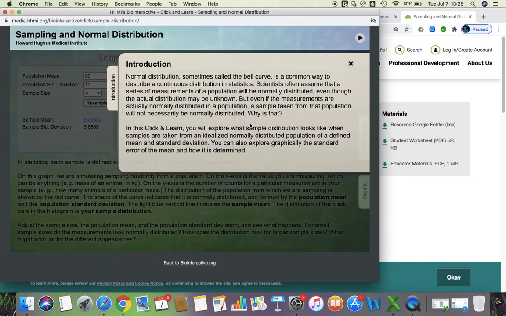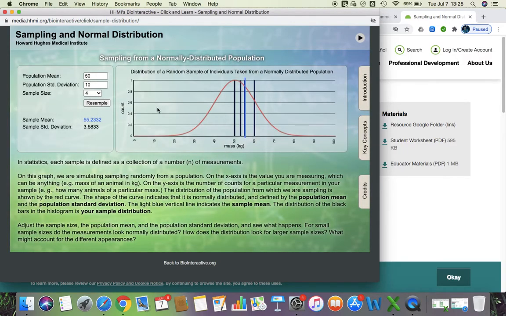So in this Click and Learn, you're going to look at sample distributions and normal distributions, and you'll talk a little bit about the mean, which you already know, that's the average, and then standard deviation. And then you're also going to look at some graphs, standard error of the mean, all that kind of stuff. You'll figure that out, though, as you go along. So let's go into this real fast.